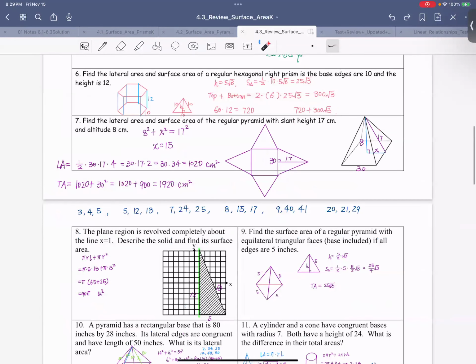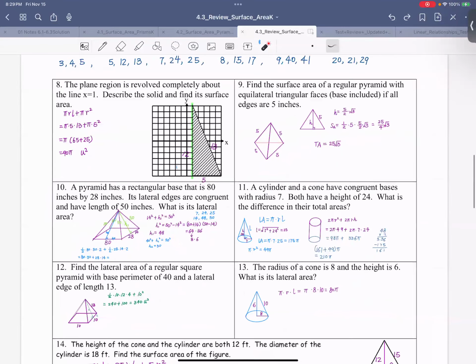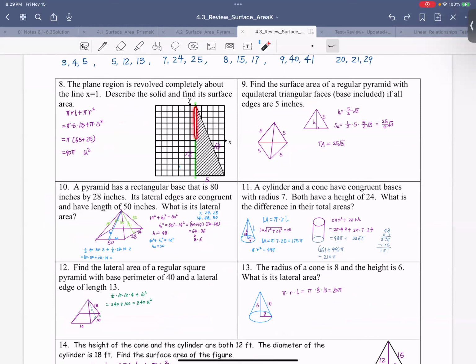Let's see this one. Number 8. The plane region is revolved completely about the line x equals 1. So this one, they didn't give you a very tough question. If this one revolved around that one, it would be even more difficult, because if you revolve around here, this center here is the empty hollow one, okay? You have a shape like that. But this one, they give you an easy version.